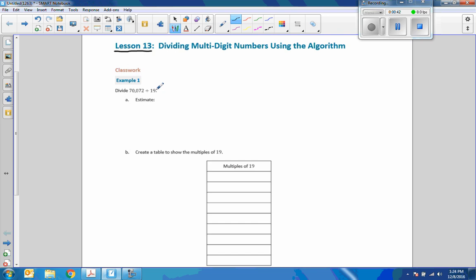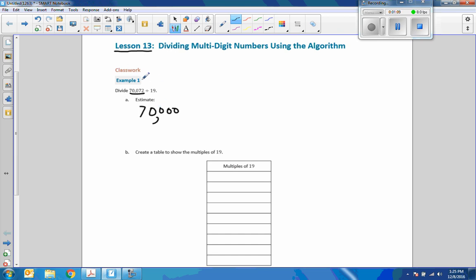Display the expression. So let's first estimate the quotient. Look at the dividend. The dividend is what we are dividing. This is the dividend. What number could 70,072 be rounded to? 70,000. Okay.